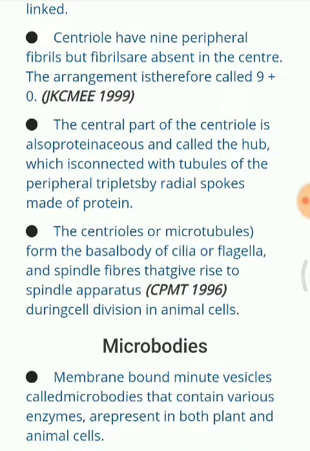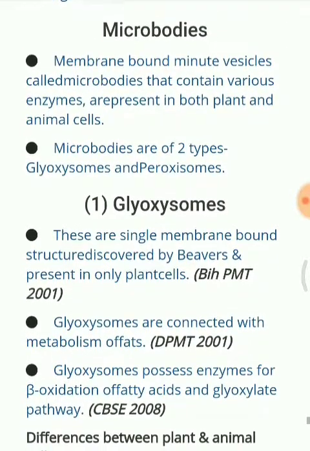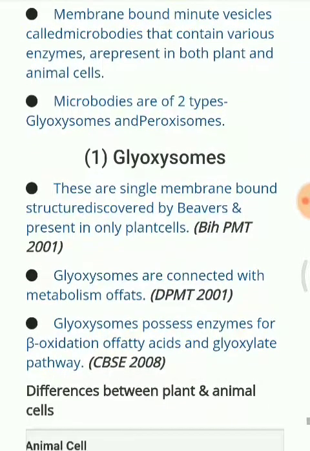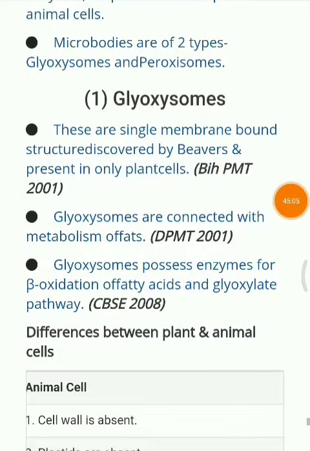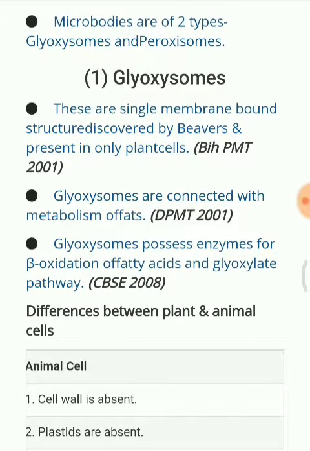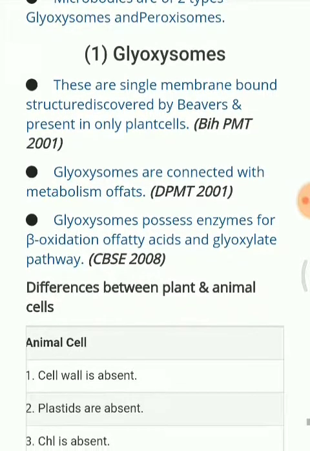The centrioles or microtubules form the basal body of cilia or flagella and the spindle fibers that give rise to the spindle apparatus during cell division in animal cells. Microbodies are membrane-bound minute vesicles that contain various enzymes and are present in both plant and animal cells. Microbodies are of 2 types, glyoxysomes and peroxisomes. Glyoxysomes are single membrane-bound structures discovered by Beevers and present only in plant cells. Glyoxysomes are connected with metabolism of fats. They possess enzymes for beta oxidation of fatty acids and the glyoxylate pathway.